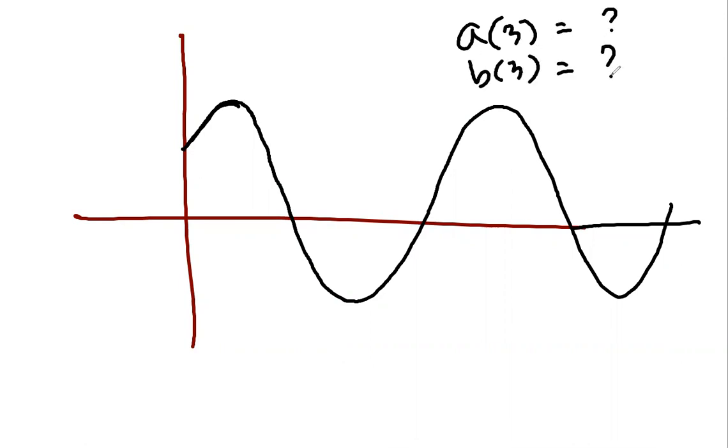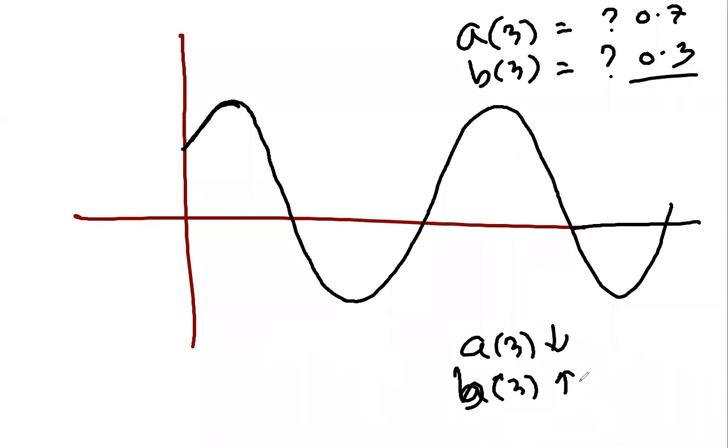What is your expectation? A3 less than 1 and B3 greater than 0. That means you will have some portion of A3. For example, let's say it is 0.7 and this is 0.3, just to make it very simple. That means A3 will decrease and B3 will increase.